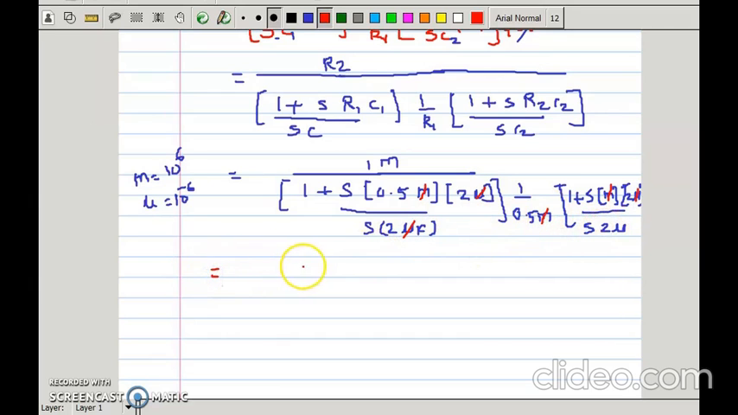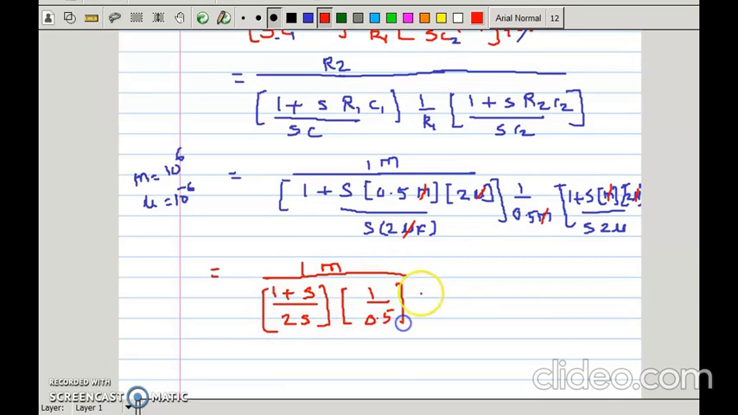So what is the answer here? See, 1 mega divided by 1 plus, as it is 0.5 into 2, so it becomes 1, right? Not to write down 1, okay? And S into 2 only, or we call it 2S, right? Again in the second bracket, it is 1 upon 0.5 only, right? And in the third bracket, what is the remaining? So 1 plus 1 into 2 is only 2S divided by S, 2 micro is remaining.